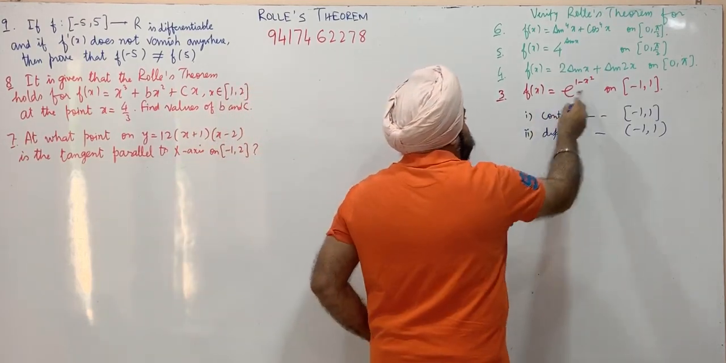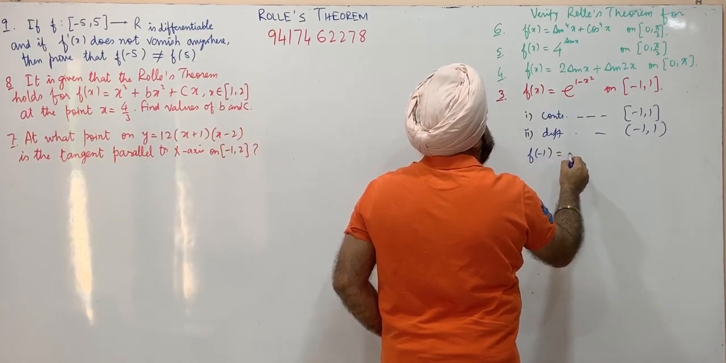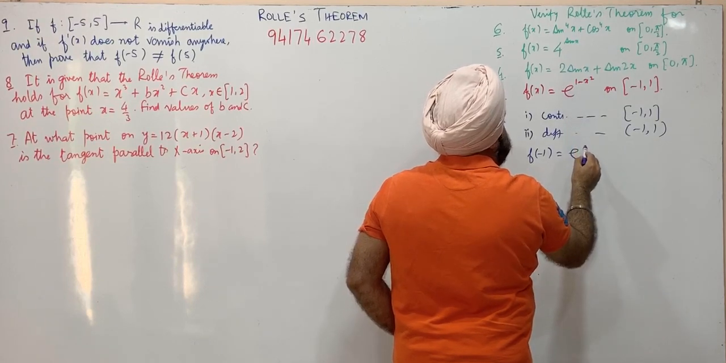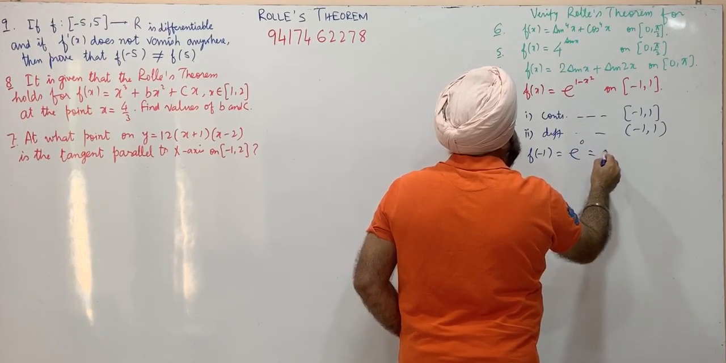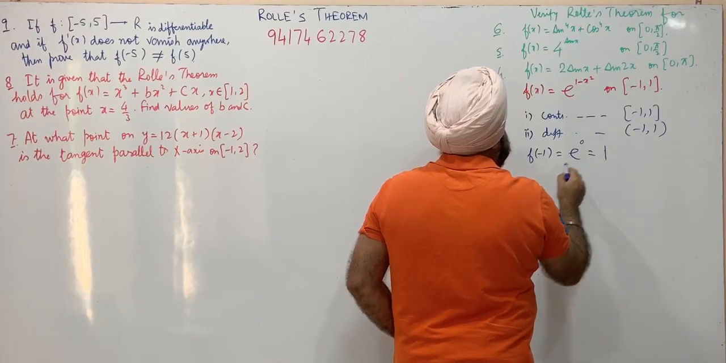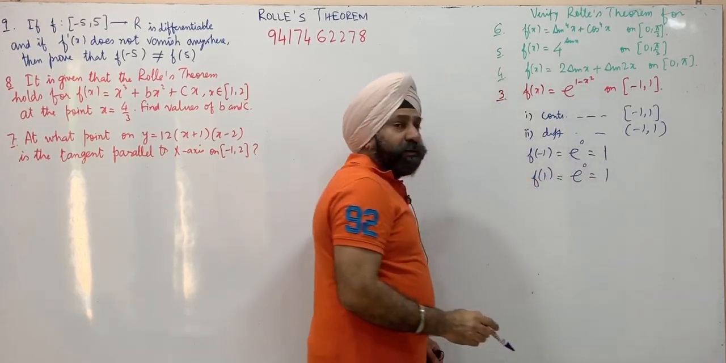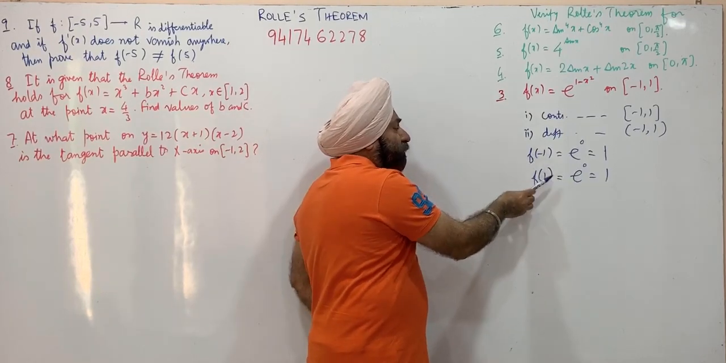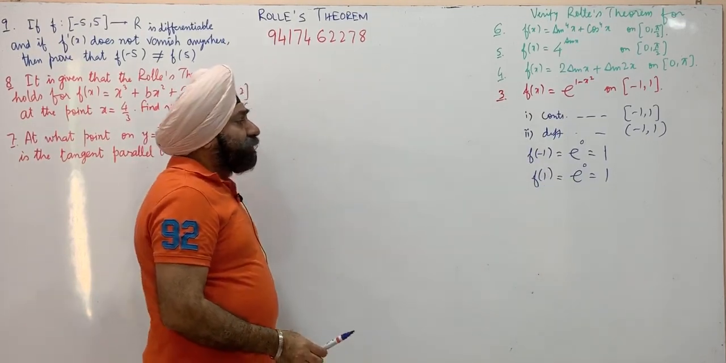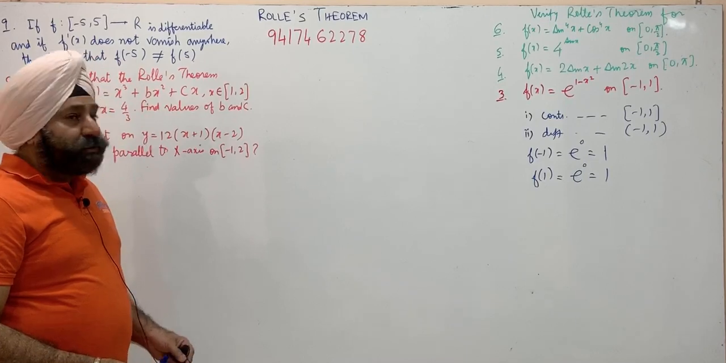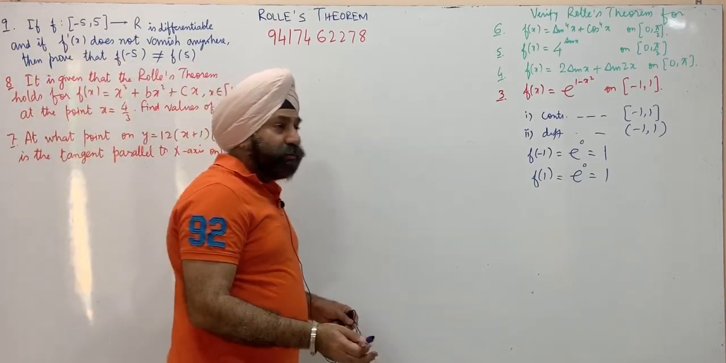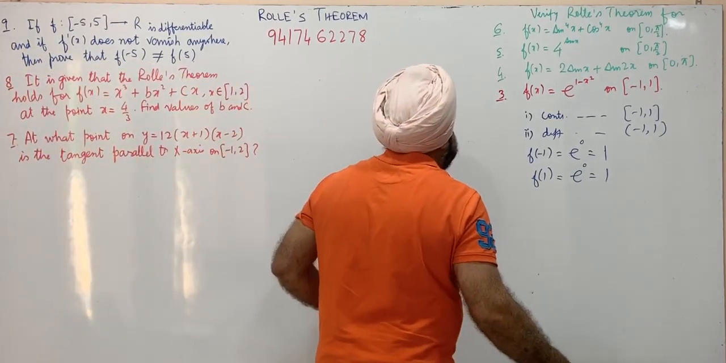Then we find out f of minus 1. It's e raised power 1 minus minus 1 square. This is e raised power 0, which is 1. f of 1, this is also the same. So, f of a is equal to f of b. Therefore, this function satisfies all the three conditions of Rolle's theorem. Therefore, Rolle's theorem is applicable to f of x.